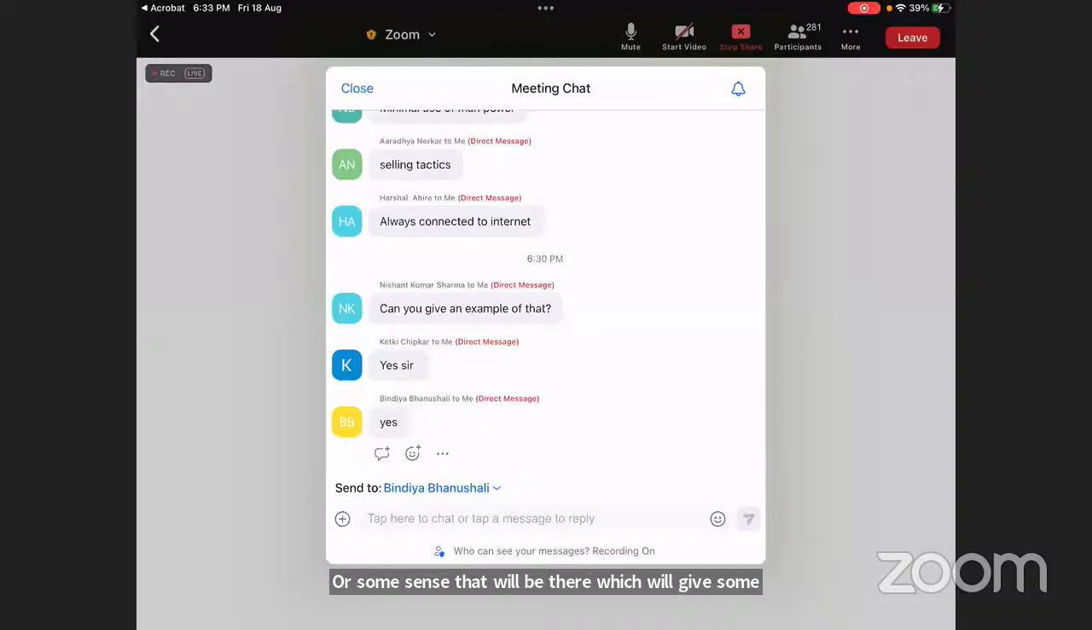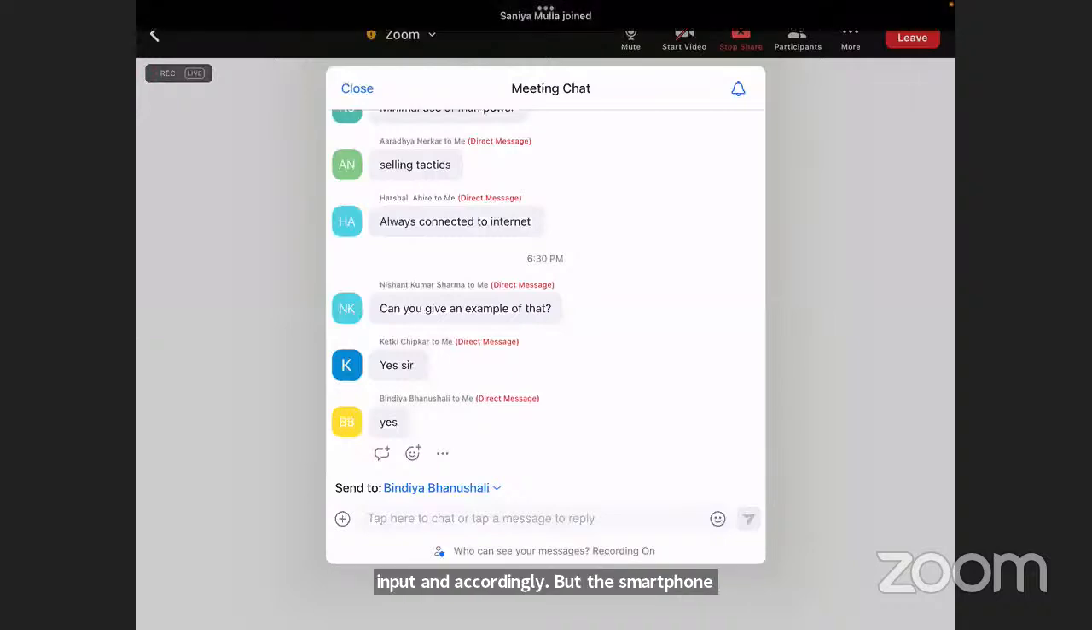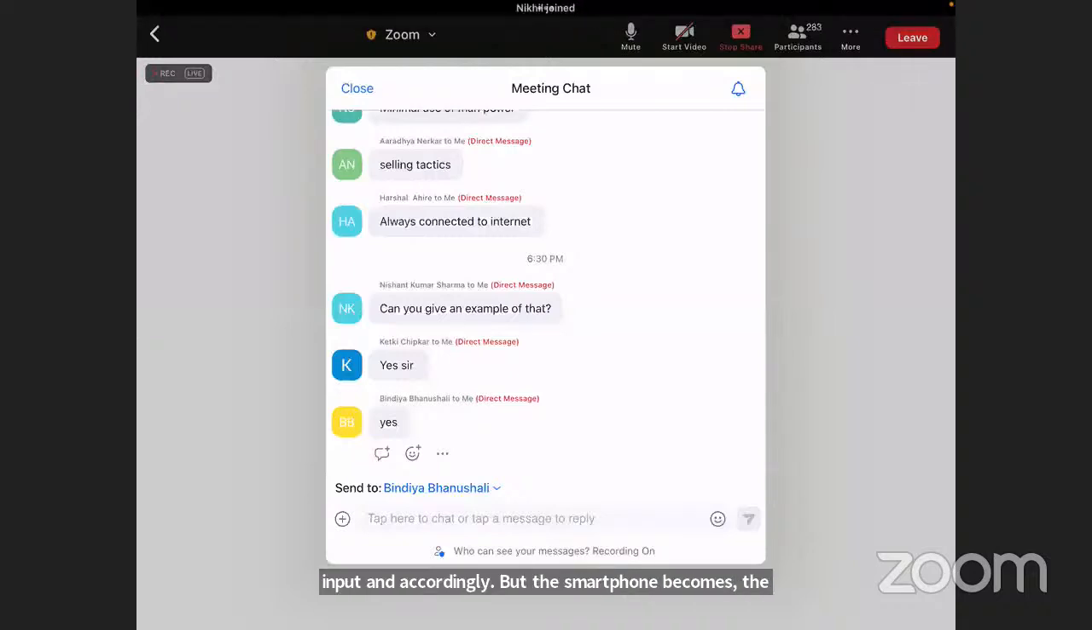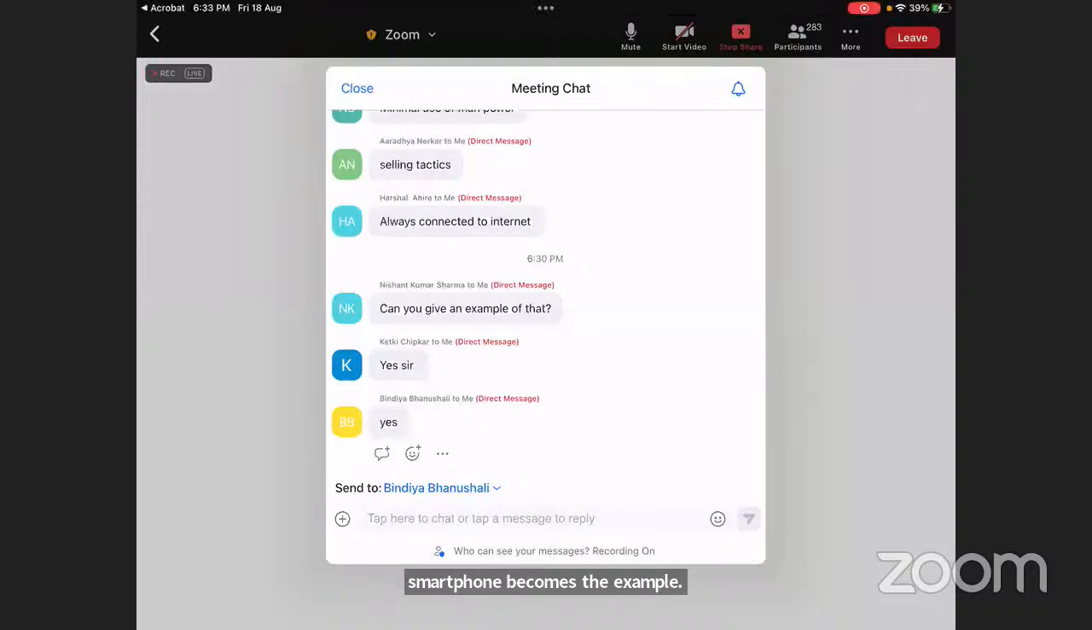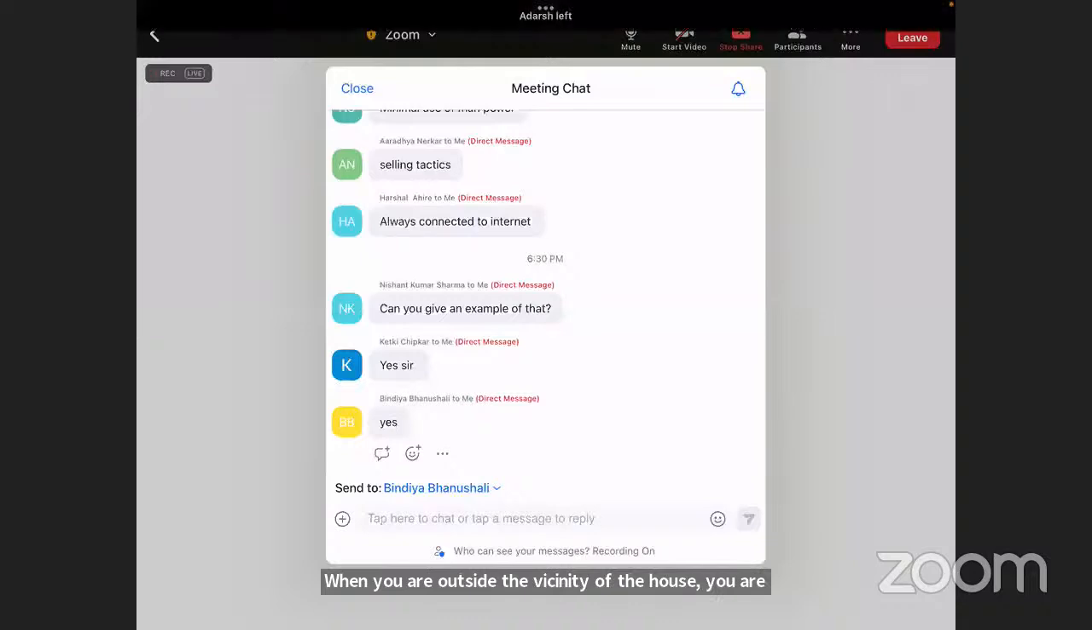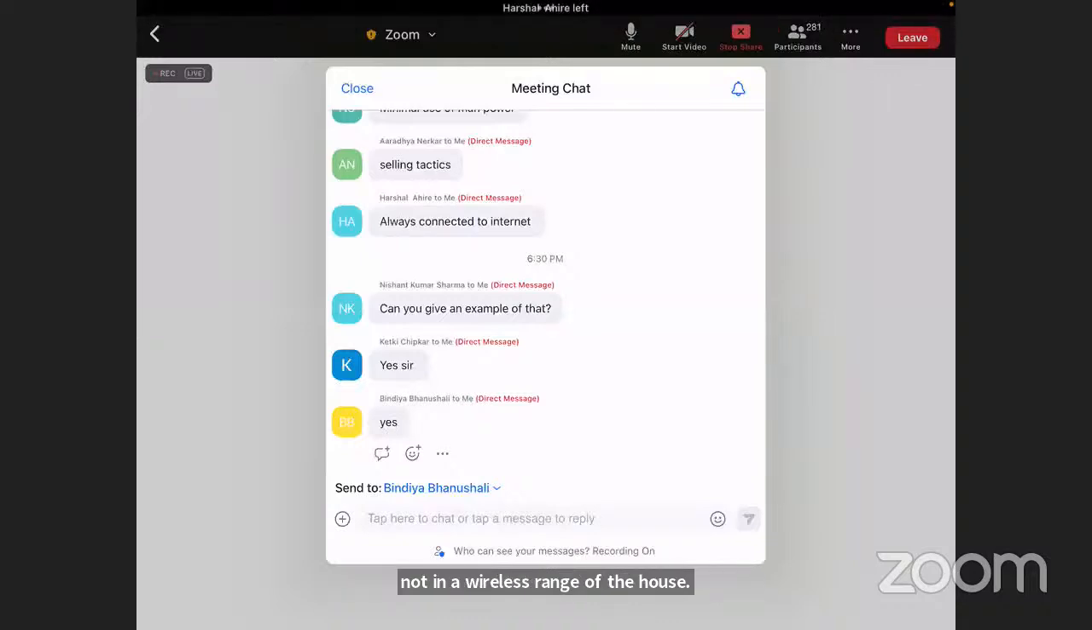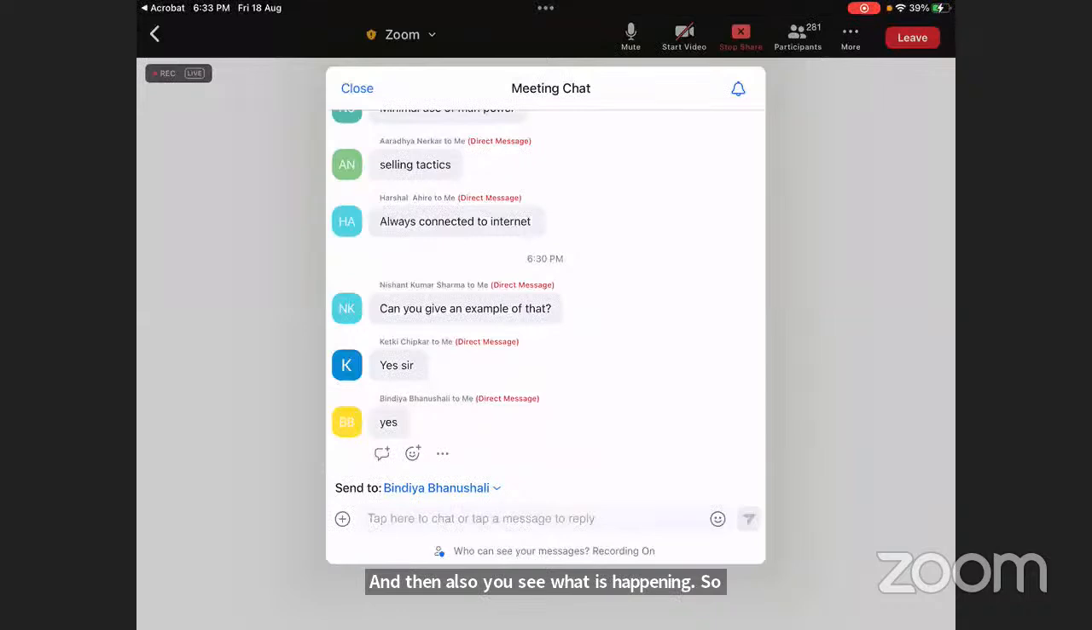But the smart home becomes the example when you are outside the vicinity of the house. You are not in the wireless range of the house, and then also you can see what is happening, you can control. So that becomes the part of the thing smart. Okay, I have given you two examples which I have written here.